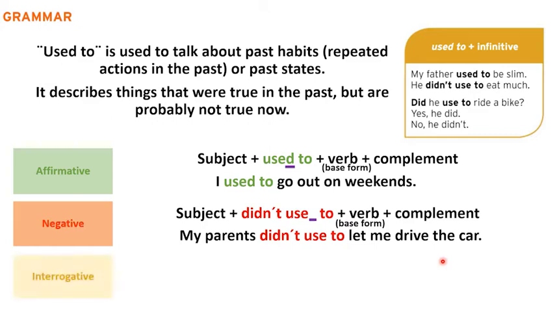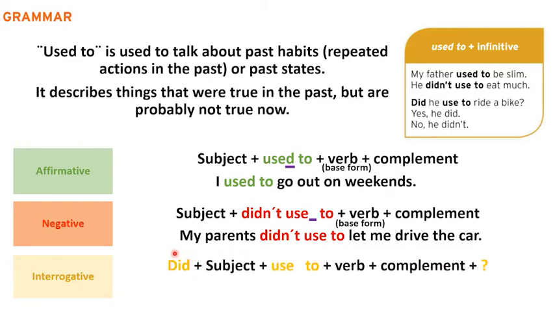Well done. Now in the interrogative form, something similar happens as in the negative form. First, we're going to use the auxiliary did. Every time that you ask something with used to, you're going to start with a question word or with did. Then the subject, and again, use to without a D. You're going to say use to, not used with the D. That is only in affirmative. And then a verb in base form, a complement, and very important, a question mark because it's a question.